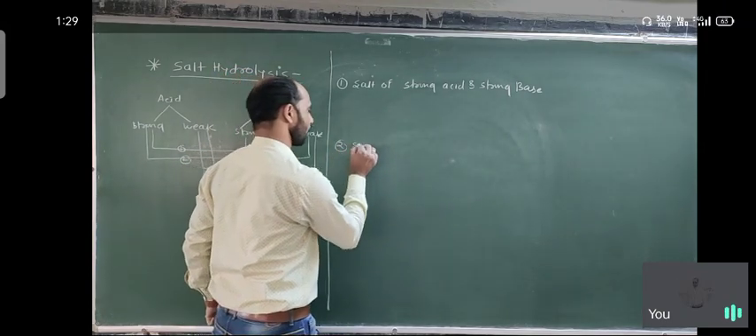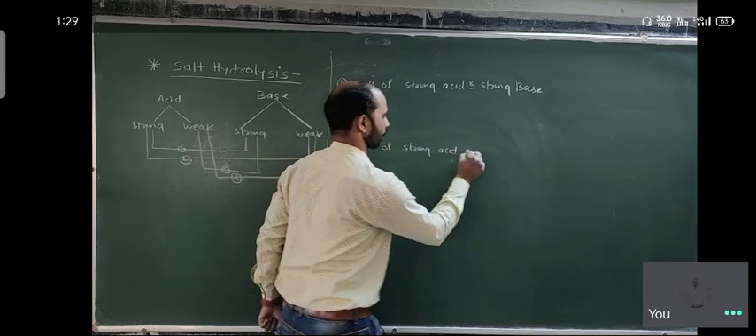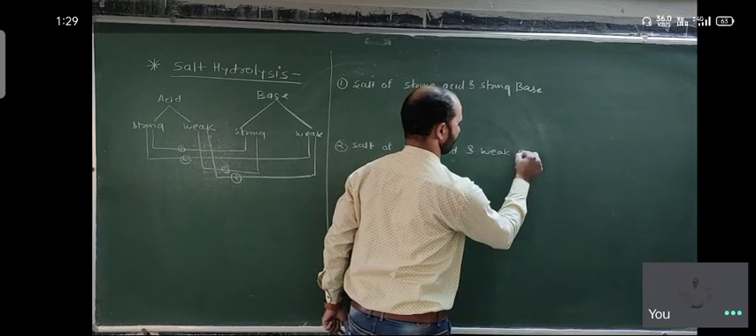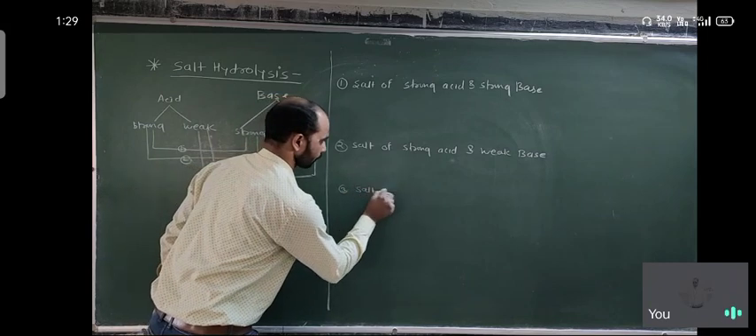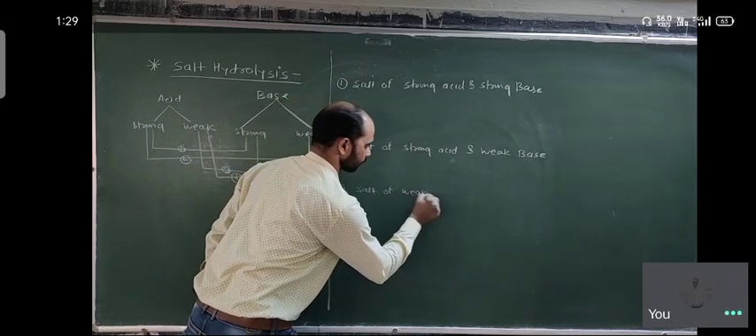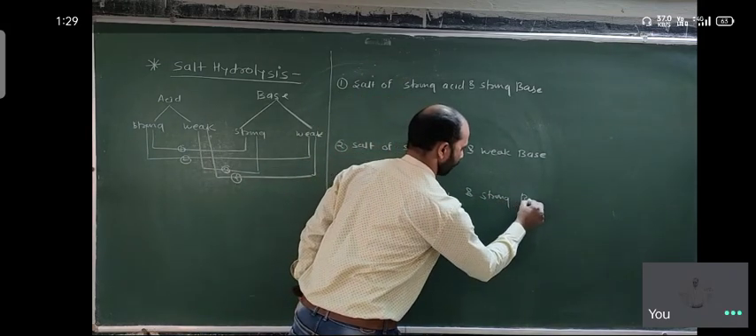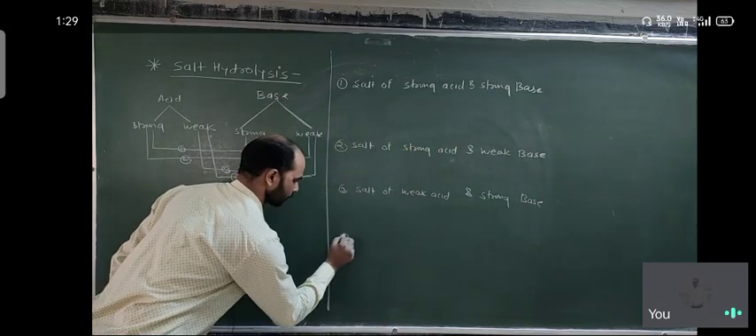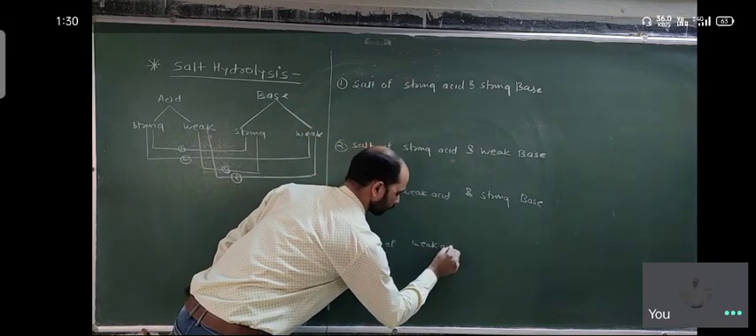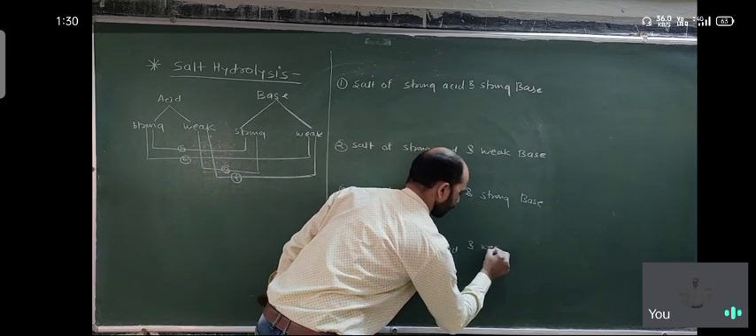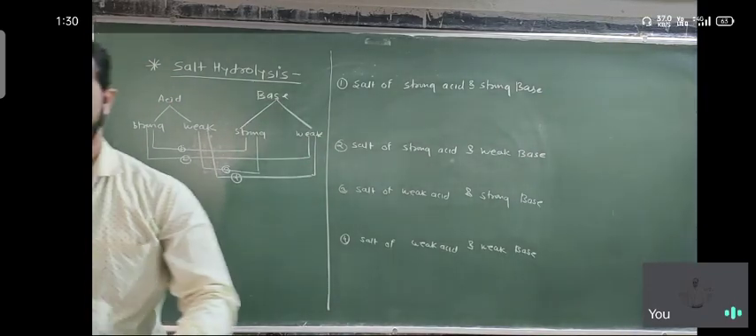So first is the salt of a strong acid and strong base. Second, salt of a strong acid and weak base. Third, salt of a weak acid and strong base. And fourth is the salt of a weak acid and weak base. Okay, so we have the four conditions, and we're going to discuss them one by one.